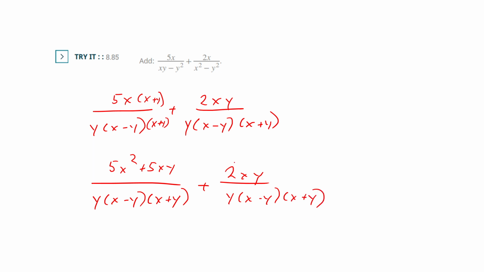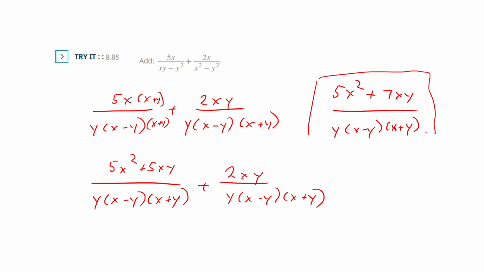Okay, now xy's are the same word, so they can go together. I'm going to write up here and go 5x squared plus 7xy all over... this must be an x. Okay, now there's a GCF here of an x, which I could pull out, but it's not going to cancel with anything on the bottom, so I would just go ahead and leave that.